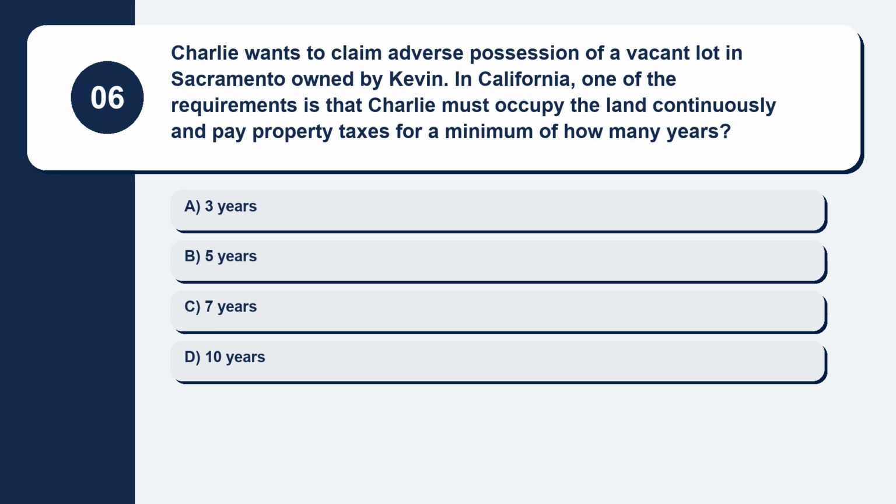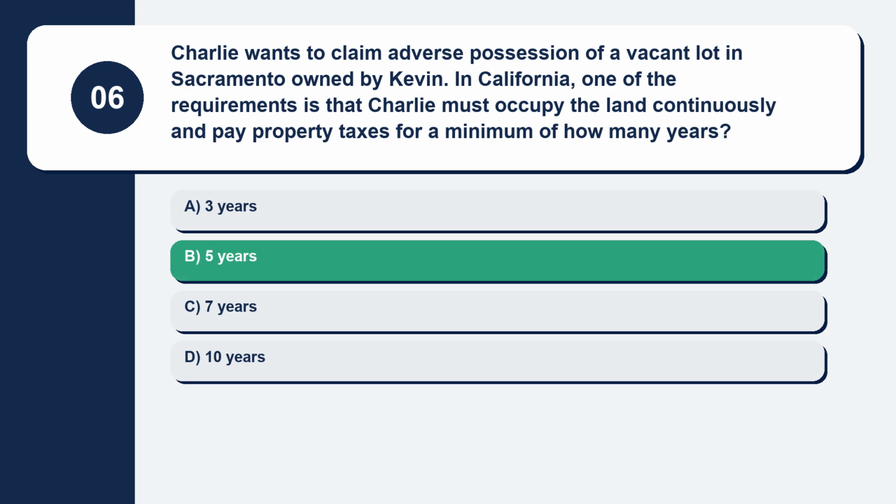Question 6. Charlie wants to claim adverse possession of a vacant lot in Sacramento owned by Kevin. In California, one of the requirements is that Charlie must occupy the land continuously and pay property taxes for a minimum of how many years? Here are your options. Option A, 3 years. Option B, 5 years. Option C, 7 years. Option D, 10 years. The correct answer is option B, 5 years.